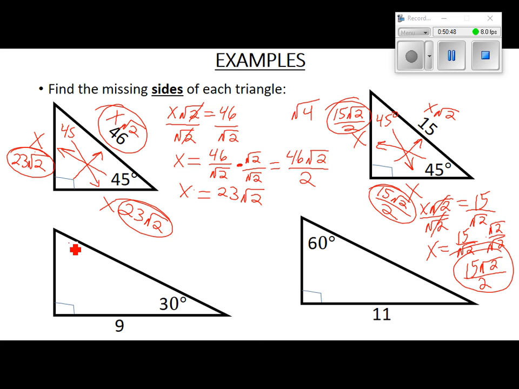What's this angle? Side across from the 30-degree angle is labeled what? Side across from the 60-degree angle? X times square root of 3. Side across from the right angle?